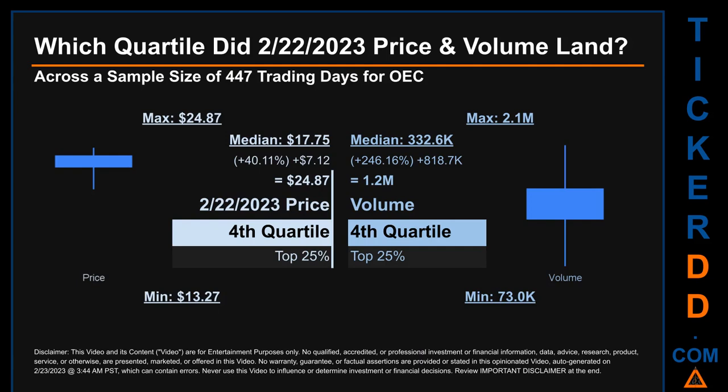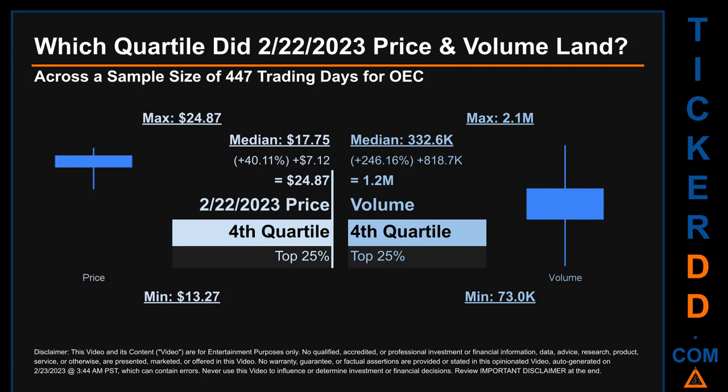Which quartile did February 22, 2023 price and volume land? Across a sample size of 447 trading days, the maximum end of day price for OEC was $24.87 while the minimum was $13.27. Within that price range, February 22, 2023 price of $24.87 landed within the fourth quartile, meaning that it was within the top 25% of all sampled end of day prices. The day's volume landed within the fourth quartile, marking it within the top 25% of all sampled daily volume, which saw a max daily volume of 2.1 million and a minimum of 73,000.